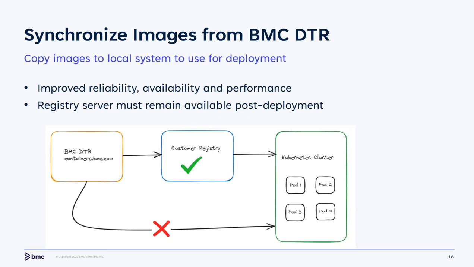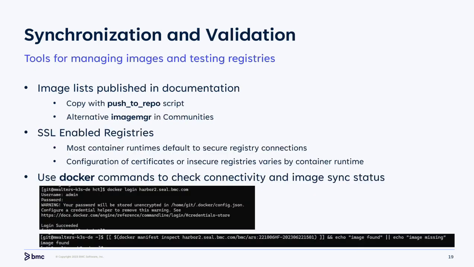But certainly for production use, you need to make sure that you have a reliable and high-performance registry system. The documentation includes lists of images that you need to synchronize to make sure you've got them all available before you start. There's a push to repo script that's part of the documentation that you can download. I think it's also included, or a version of it included, in the Helix platform installer, and that will take a list of images from a file that you can download from BMC and copy them from the BMC DTR and push them up to your own local registry server.